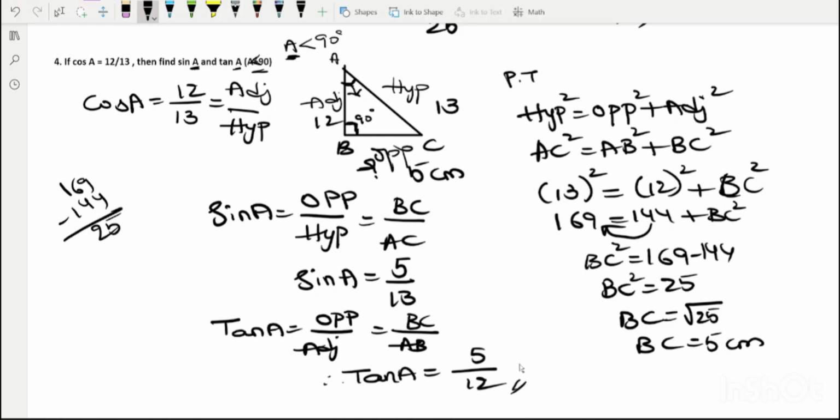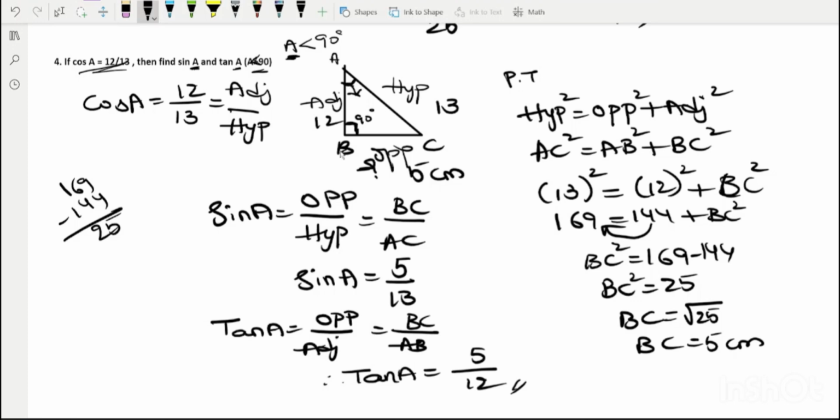So this is the problem. In the given question, he has given us one trigonometric ratio value, which is cos A equals 12 by 13. He has asked us to find sin A and tan A and mentioned that the angle at A is less than 90 degrees. So we take any point B or C as the 90 degrees point and the angle will be at A.